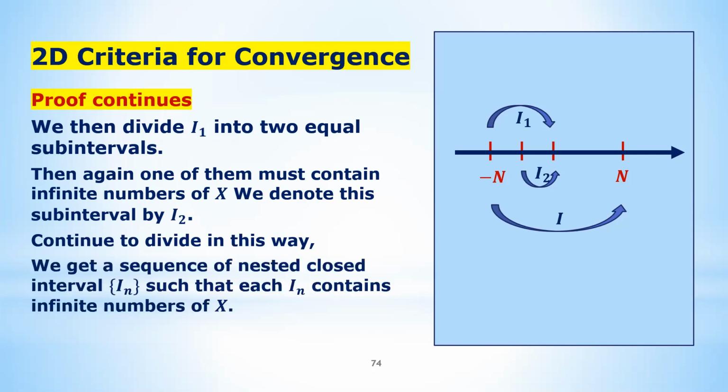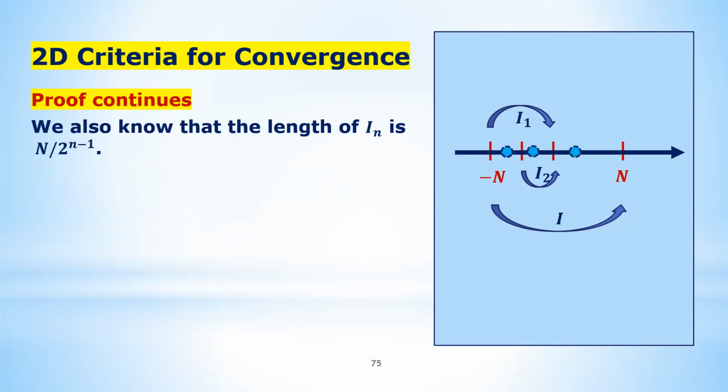And then we get a sequence of nested closed intervals In. You can see that from I to I1 and I2, they are nested: one contains the other. So by dividing this way, I get a sequence of nested closed intervals In, such that In always contains an infinite number of points of X. Okay, so that's how we are trying to find the limit, the subsequence.